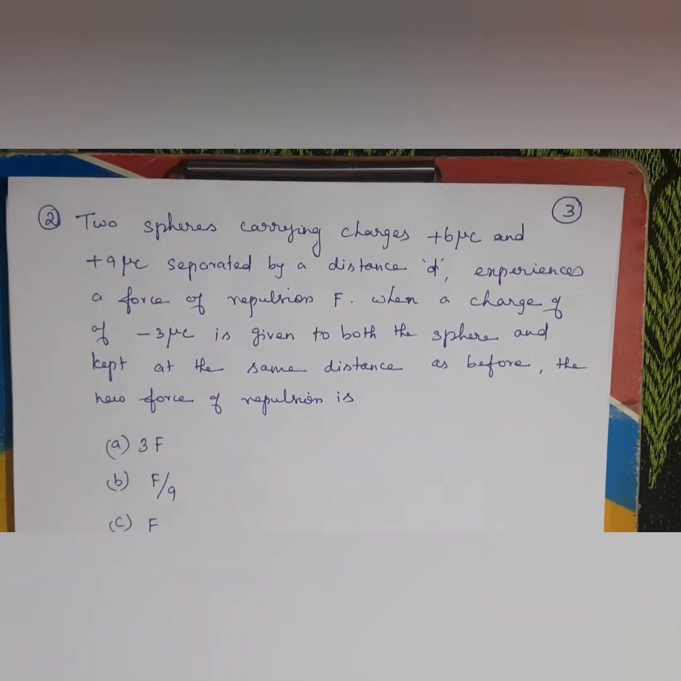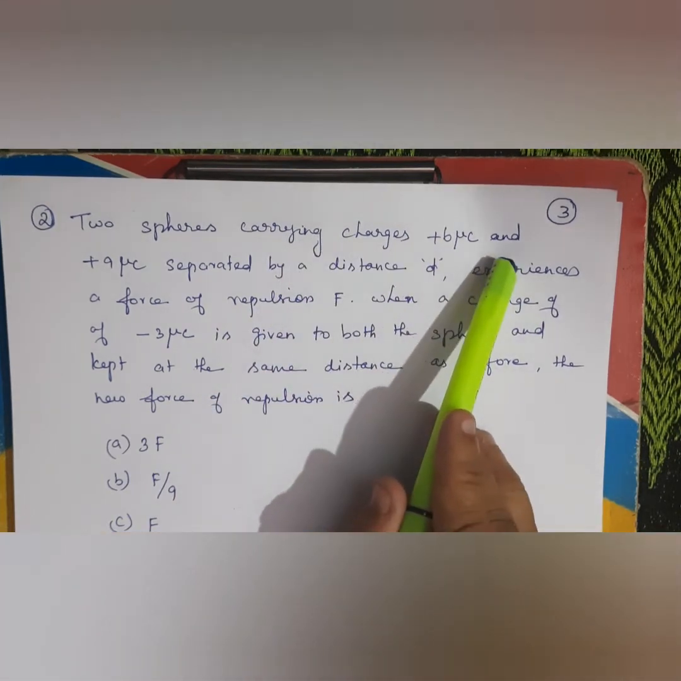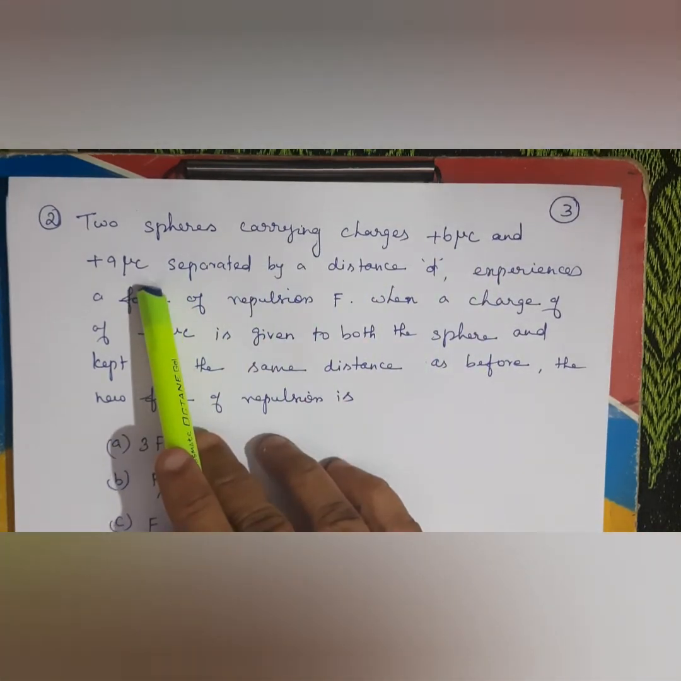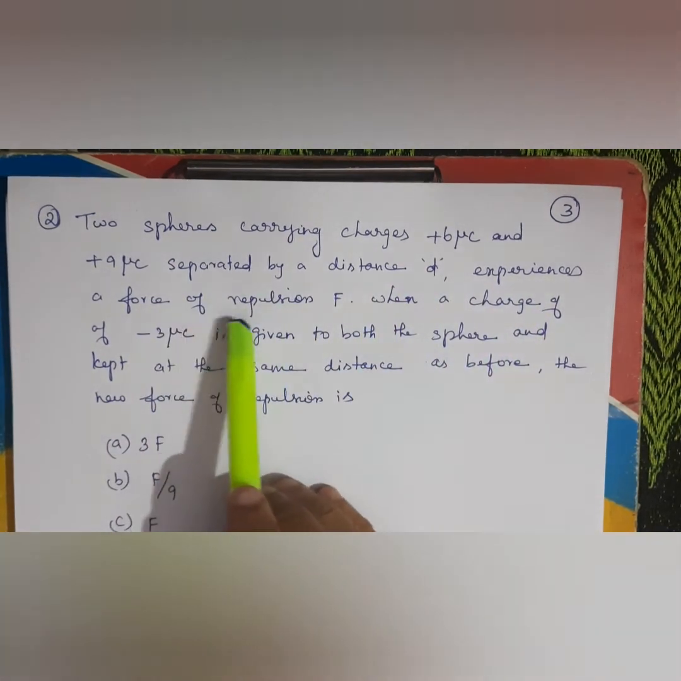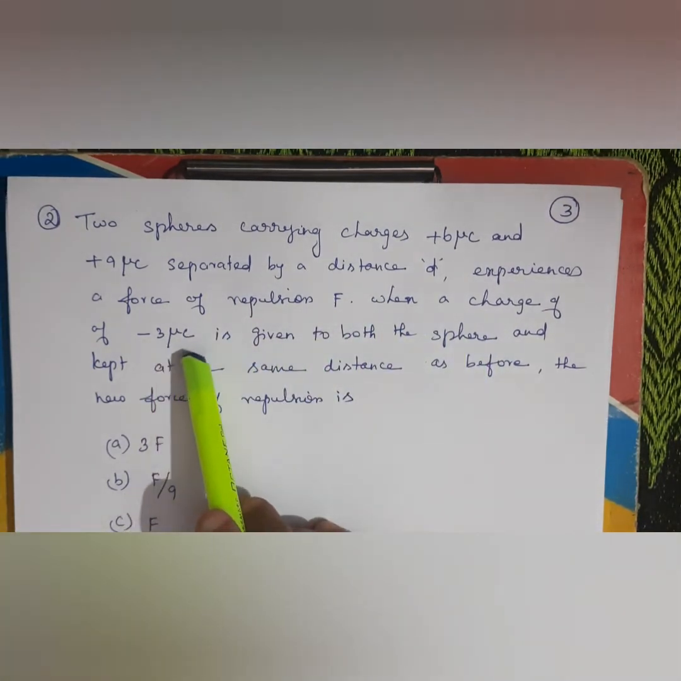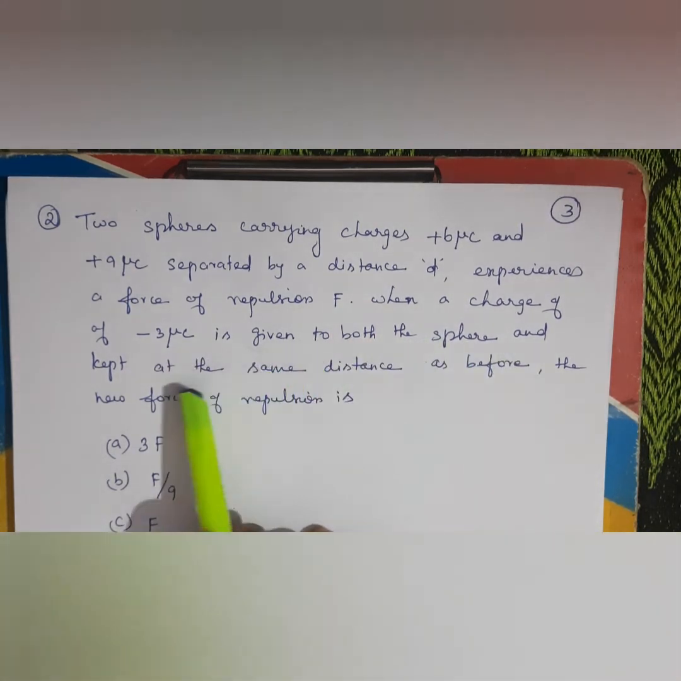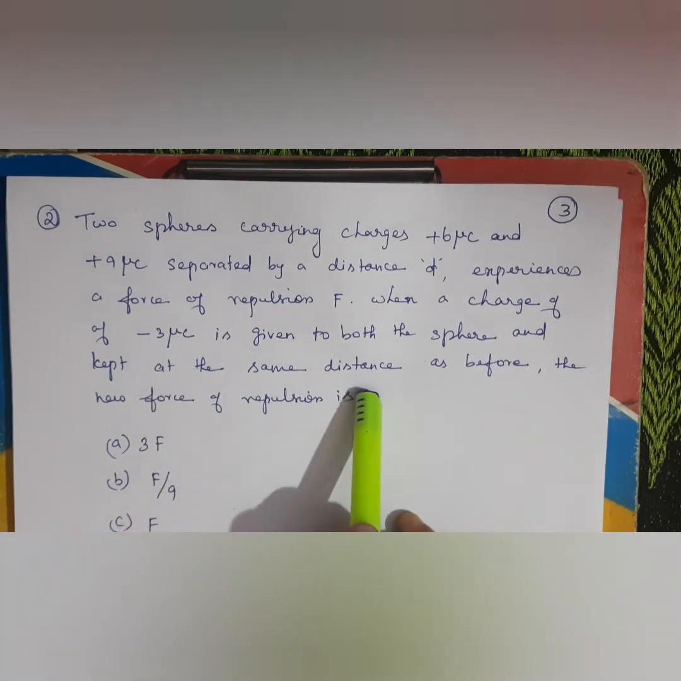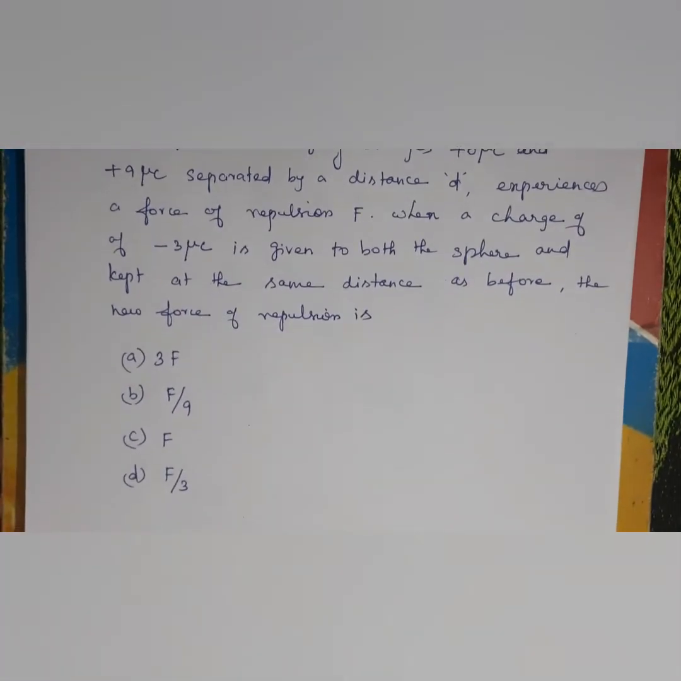Problem number 2. Two spheres carrying charges plus 6 microcoulomb and plus 9 microcoulomb, separated by a distance d, experience a force of repulsion capital F. When a charge of minus 3 microcoulomb is given to both the spheres and kept at the same distance as before, the new force of repulsion is? So the options are given. Now we will solve this.